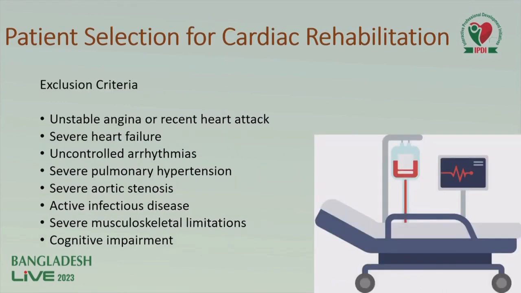So some patients with heart disease should be excluded from cardiac rehabilitation, such as unstable angina or recent heart attack, severe heart failure, uncontrolled arrhythmias, severe pulmonary hypertension, severe aortic stenosis, acute infectious disease, severe musculoskeletal limitations, and cognitive impairment.